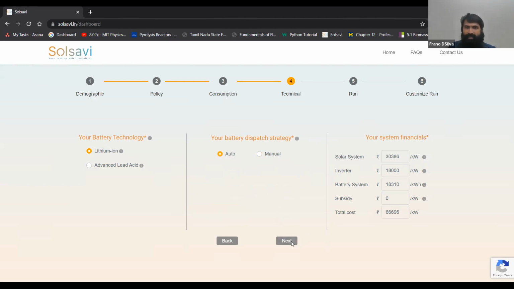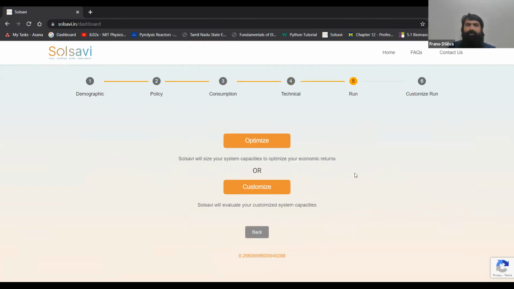Moving further to the next stage, we have two options, optimize and customize. The optimize option goes to an internal optimizer and allows us to optimize our solar capacity and battery capacity based on financials as well as the consumption pattern. For this case, we would select the optimize option and see what results we get.